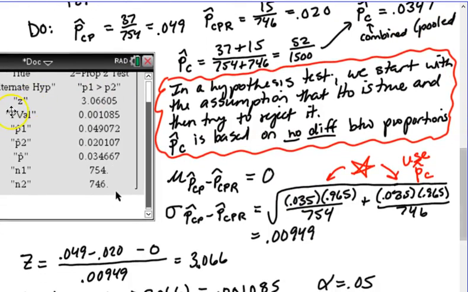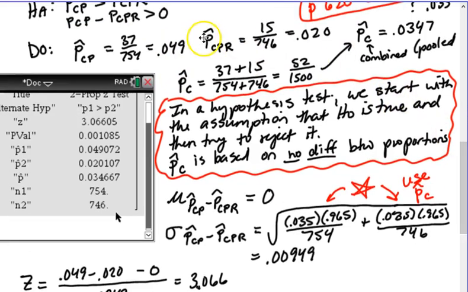Okay, so first we have our z-score and our p-value, which of course are both very important, our test statistic and our p-value. But what do all these other numbers mean? Well, we have p-hat1. That's our cardiopump. P-hat1 is 37 over 754, 0.049. I shortened it a bit. The sample proportion for CPR was 15 over 746, and that's the 0.020.